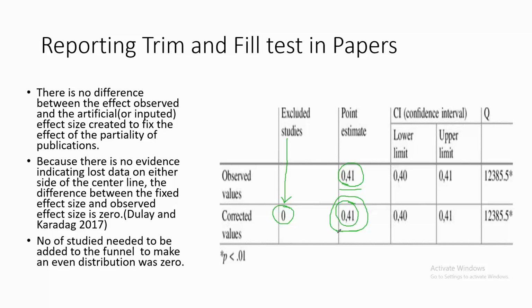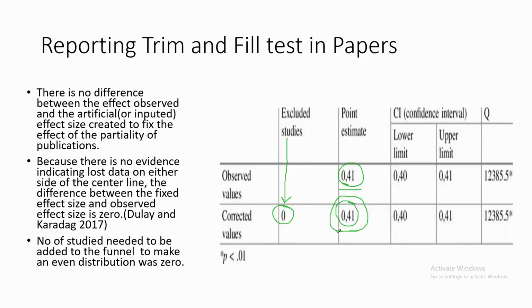The moment the trim and fill says you had 8 studies excluded, you report there's a publication bias. The moment it says that the point estimate has changed from the observed, what do you mean by observed values? They are your original plot, your original 31 studies. And what is the corrected value? In those 31 studies, the software had to add some 7-8 studies to make it even. So that is the corrected value.